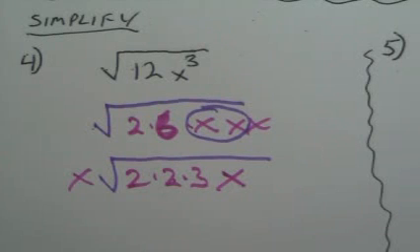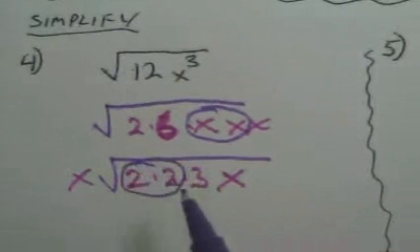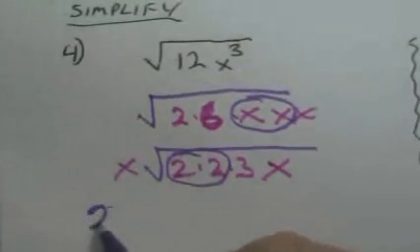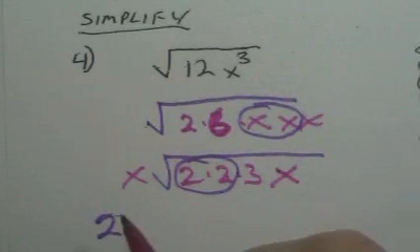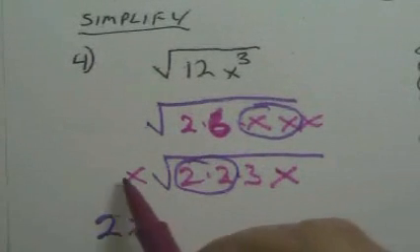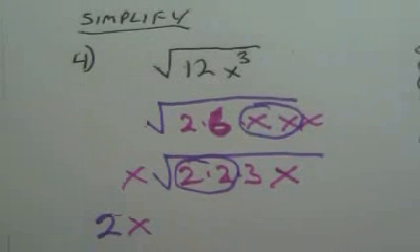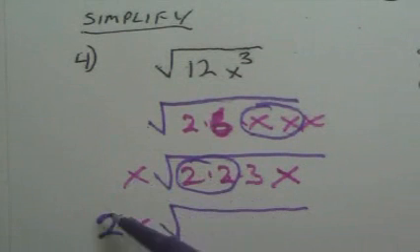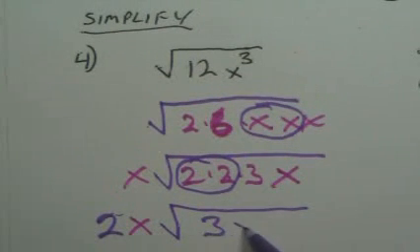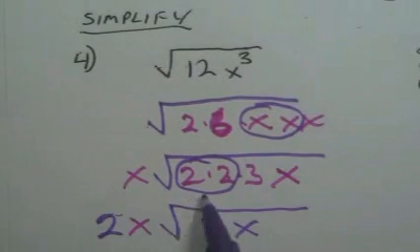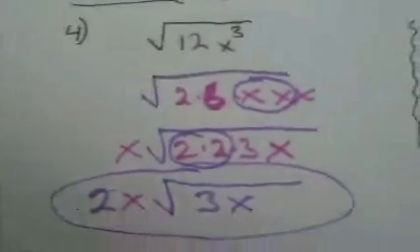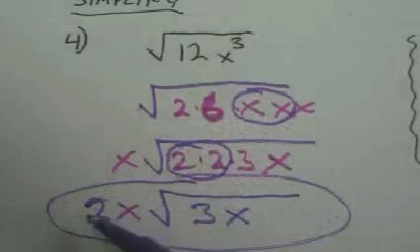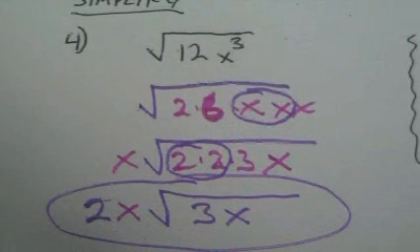Okay, I have a pair of 2's right there. So this pair of 2's can jump out. If it jumps out, I'm going to have 2 times x, because whatever's outside here, you multiply. What's left inside is just a 3 and an x. And there's your answer. So whatever you have a pair of, pull them out. And when they're on the outside, they multiply by each other.